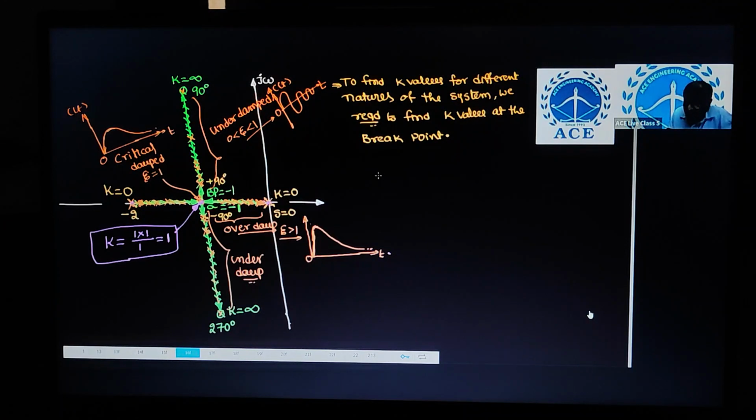Now tell, what is the range of K for overdamped? Here 0, here 1. What is the range of K for overdamped? Anybody?